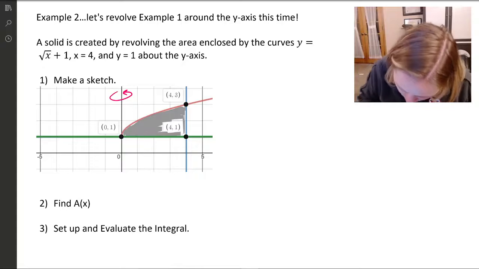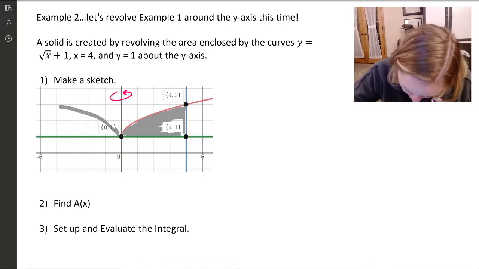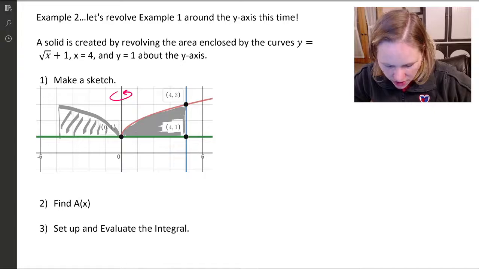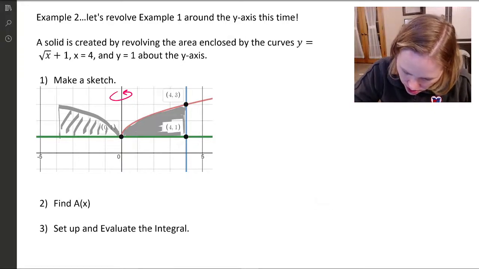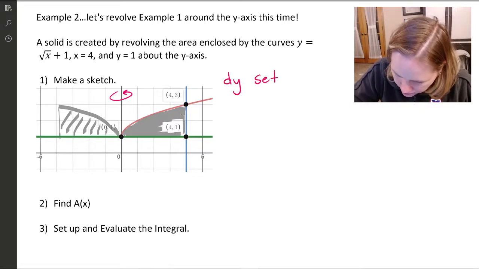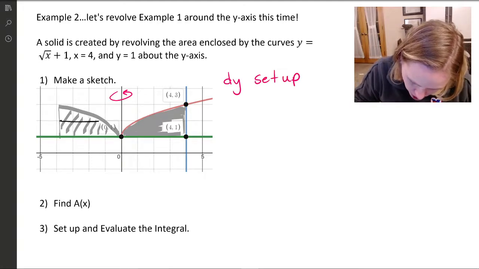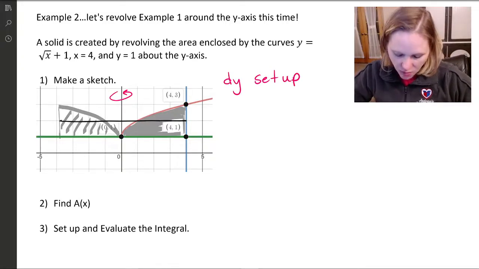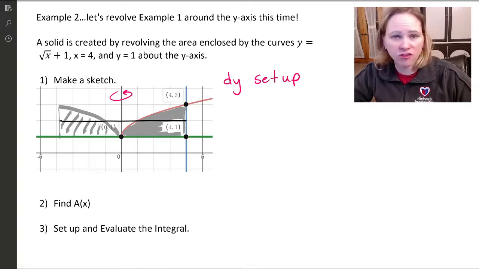And as I revolve it around, I'm going to get this cross section here, or sorry, this shape going on. There's my reflection, right? And as I revolve around the y, this is going to change my problem into a dy setup, because now my discs, my washers, are going to be perpendicular to that y-axis. So now I'm going to have a wider washer, and it's going to create a different setup.